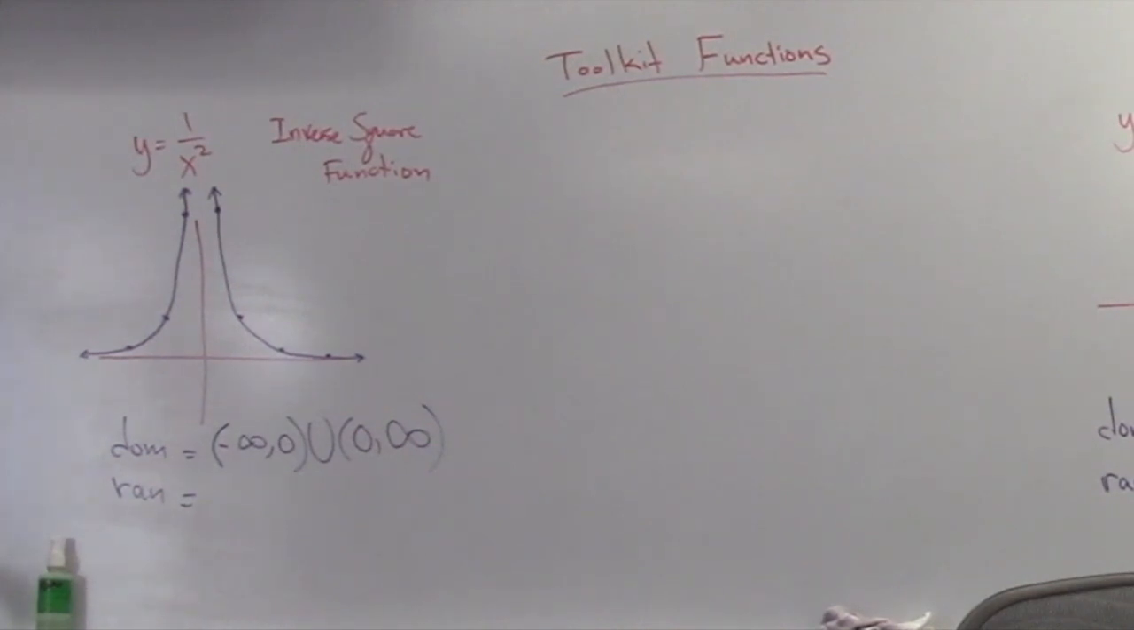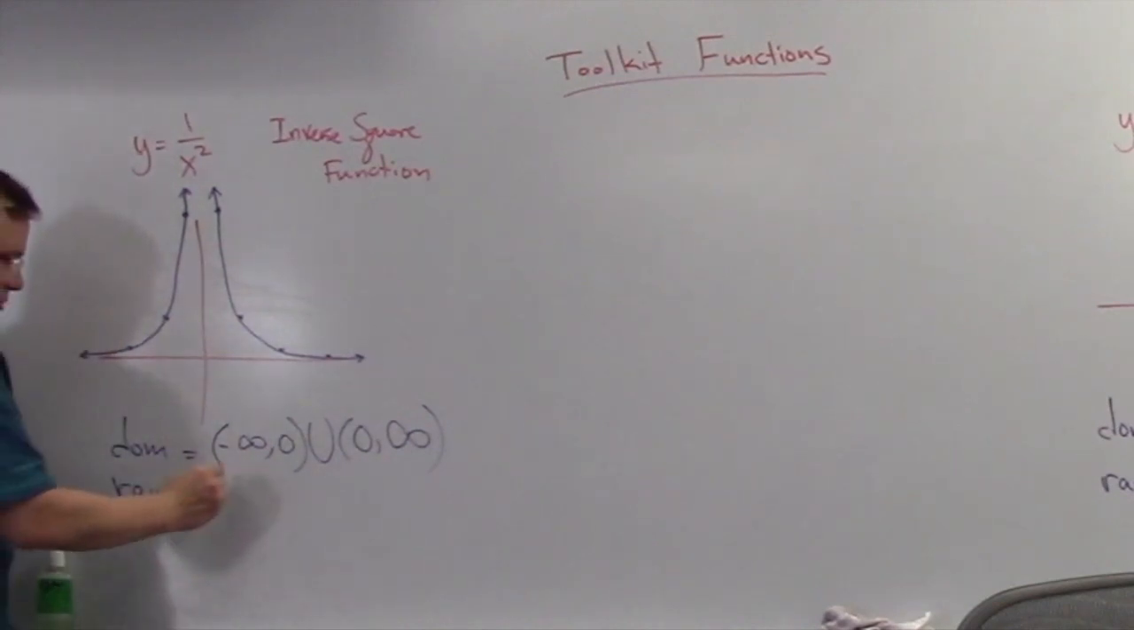The range is a little tricky, though. Is the range the same as the hyperbola? No, because it doesn't go down. The hyperbola was including the negative numbers as well. But I don't see any points on this graph that have a y-coordinate which is negative. Would it just be parentheses 0 to infinity?